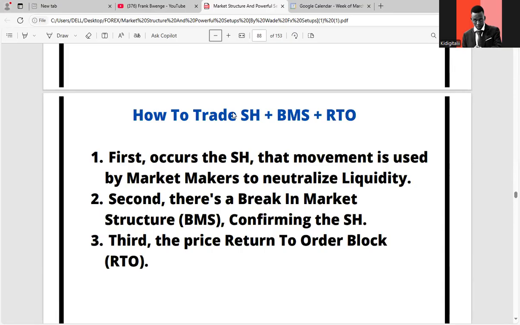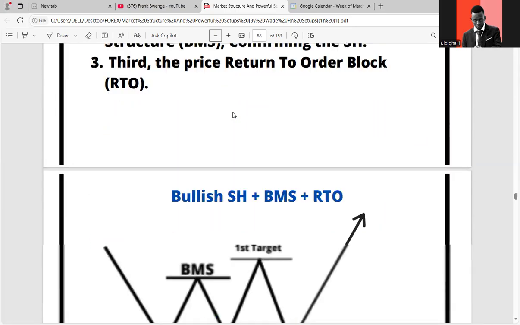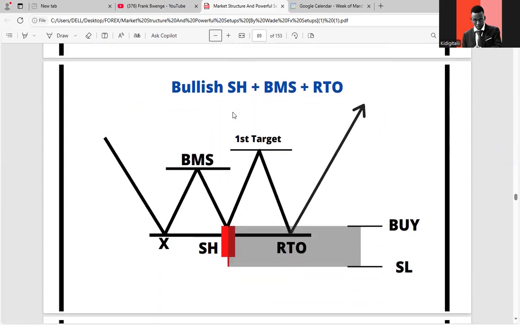Third, the price returns to the order block. That is where we confirm our entry. For example, here you can see the market was moving downward. Then you can see that low was broken. That is what we call a stop hunting. Then the market went up, and it broke above the BMS level. And that is what confirmed the RTO. So we had to wait for the price to return to the order block that has been drawn to take our buy trade. This is very simple.